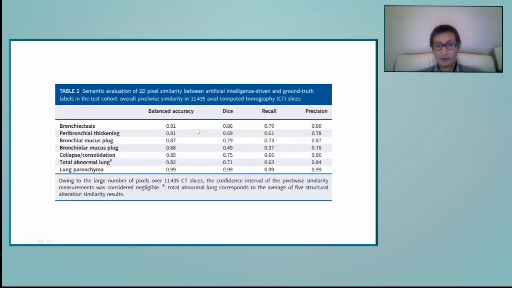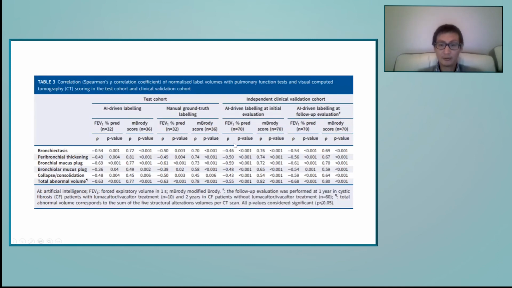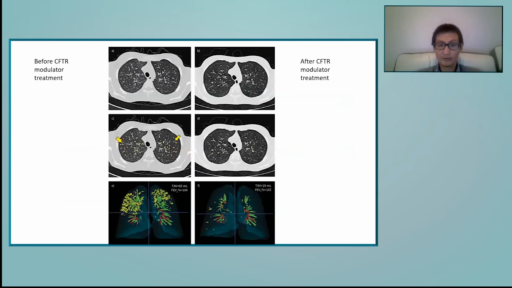So the Dice coefficient, the mean of the total abnormalities, was 0.71 as compared to human segmentation, and there was a decrease in recall of 0.63, but there was a very good precision of 0.84. The calculations correlated to clinical values. All of them were significant, so there was clinical relevance of these values.